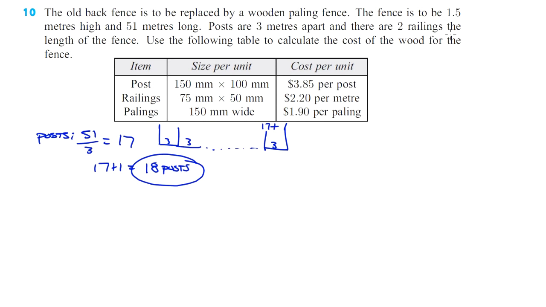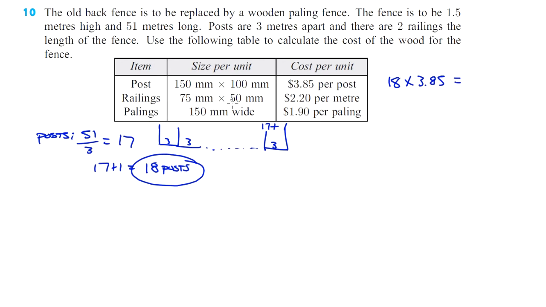Let's see. There are 2 railings the length of the fence. Size per unit for the post. Well, we know we need 18 posts. So we have 18 times $3.85 is going to be the total cost for the posts. Okay, we'll figure that out in a little bit.